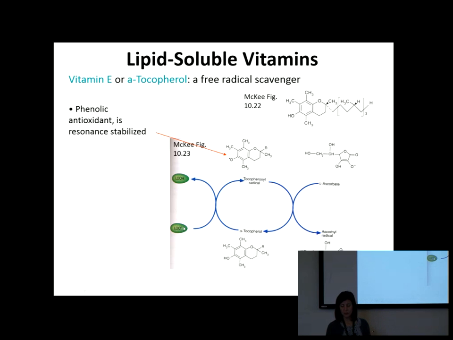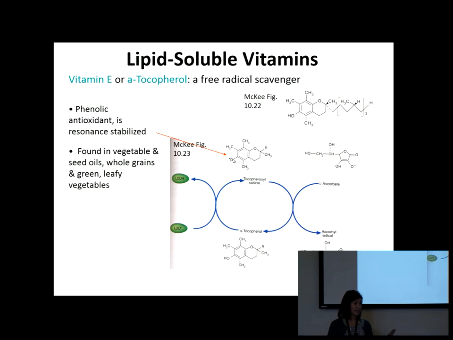So what they'll do is the free radical will be passed to alpha tocopherol. And the reason why it goes from the lipid to alpha tocopherol is because this free radical is actually stabilized within this ring. So it's resonance stabilized. So that's why it's more stable for it to go from the lipid to the vitamin E. Now, vitamin E is lipid soluble. So if it stays in there, then it stays in your body, right? You can't pass it out.